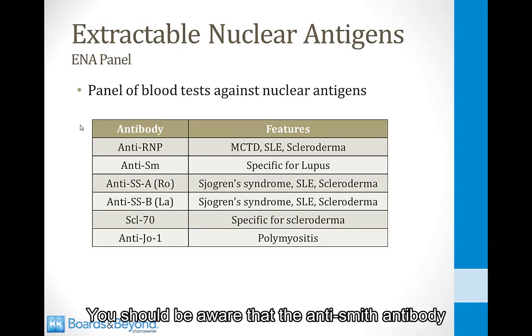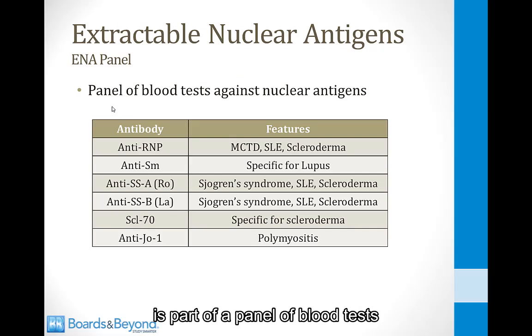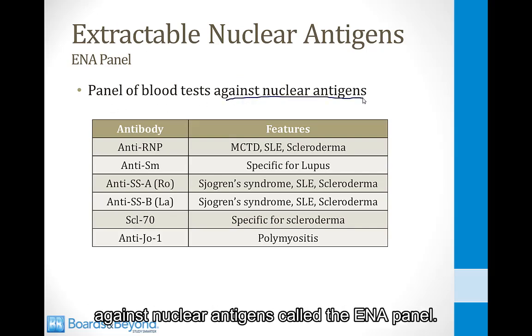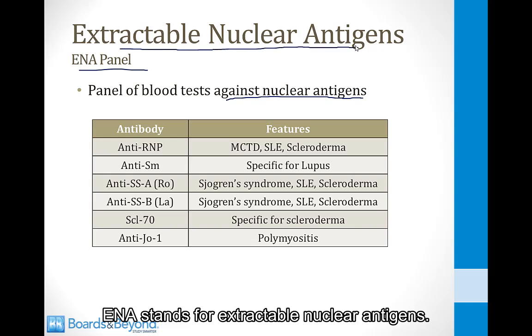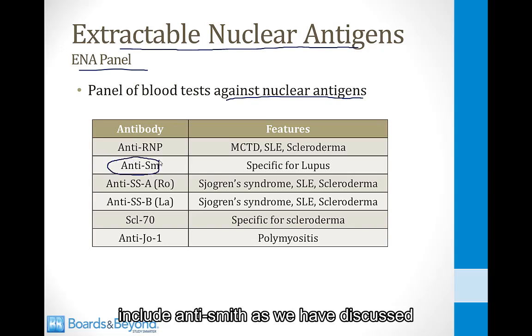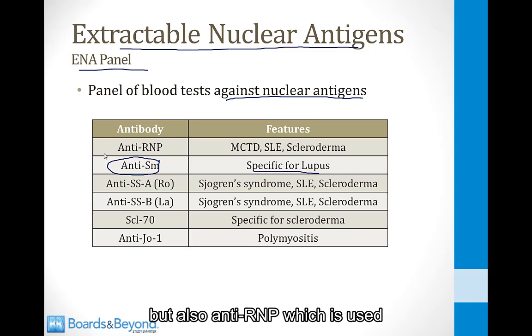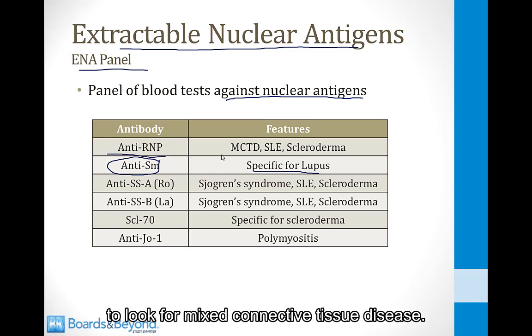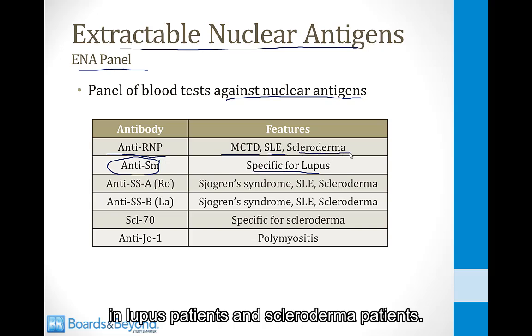You should be aware that the anti-Smith antibody is part of a panel of blood tests against nuclear antigens called the ENA panel. ENA stands for extractable nuclear antigens. Antibodies against ENAs include anti-Smith, as we have discussed, which is specific for lupus, but also anti-RNP, which is used to look for mixed connective tissue disease. You can also find this antibody in lupus patients and scleroderma patients.